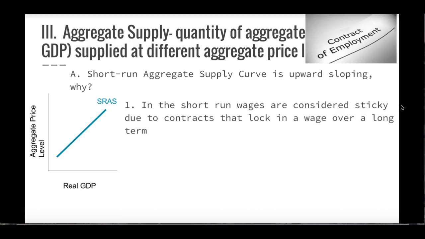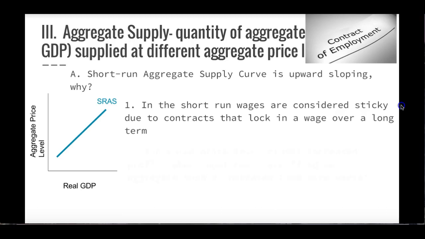But even if you don't sign a contract, you're like, well, I work at McDonald's, I'm not signing a contract. Yes, but there's an understanding that you know what your wage is going to be in the near future. Now, they can renegotiate and they can tell you that your wage is changing, whether up or down, but they have to give you some lead time to let you know that. So in the short run, wages are sticky, so you can't really adjust them.